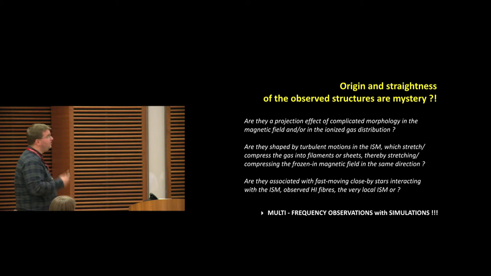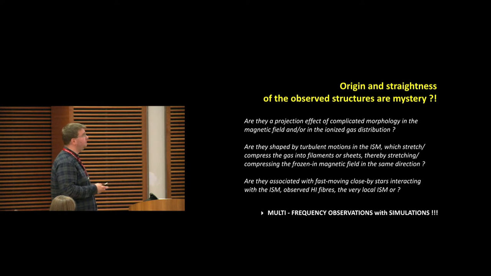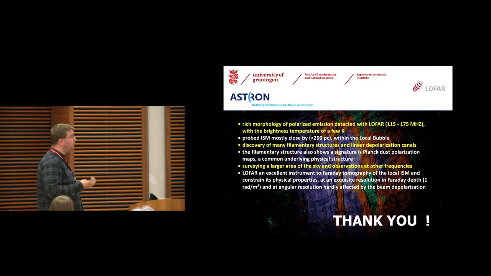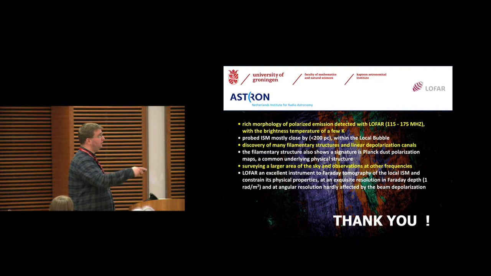So to conclude, we see a lot of rich morphology in polarized emission detected with LOFAR. The probed interstellar medium is mostly close by, within 200 parsecs, somewhere within the local bubble. We discovered many filamentary features and linear depolarization canals, whose origin we don't know. Also, some of these filamentary structures show a signature in the Planck dust polarization maps, which points to a common underlying physical structure. Surveying a much larger area of the sky and observing at other frequencies will hopefully give us the answers to these open questions. But one thing is for sure, the LOFAR telescope and other low-frequency arrays opened a new field in Faraday tomography of the local ISM that will help us constrain its properties at an exquisite resolution that was not possible before, of 1 radian per square meter.